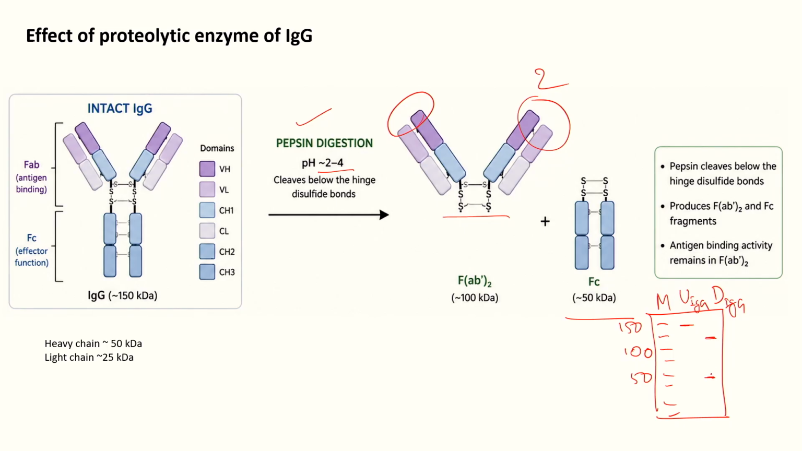So we can see clear-cut that in the digested fragment, when it is digested with pepsin, we can clearly get 2 fragments. This is actually 2 FAB, so this is called FAB2, which is the combined form, and then we are getting the same FC fragment. So basically the pattern of the protein is different when we are using different proteases.